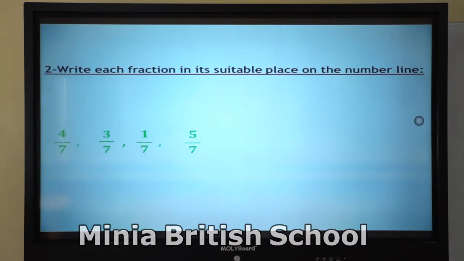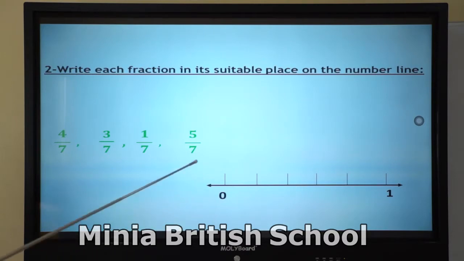Here we have some fractions and I need to order them ascending or descending. Excellent, ascending, because in the number line I start from number 0 first. Here I have 4 over 7, 3 over 7, 1 over 7 and 5 over 7. Or by another way, 4 sevenths, 3 sevenths, 1 seventh, 5 sevenths.